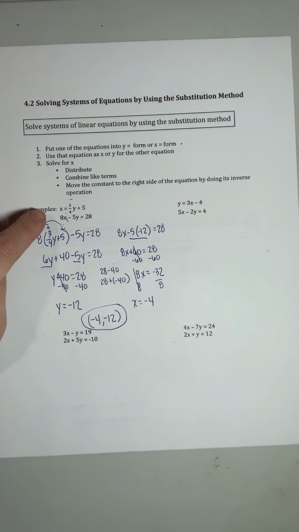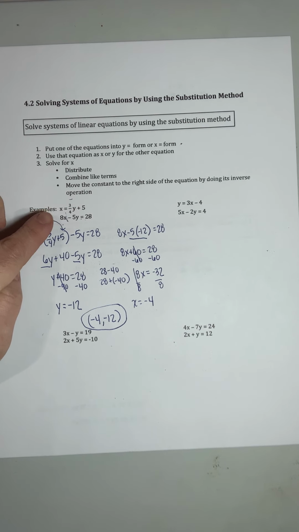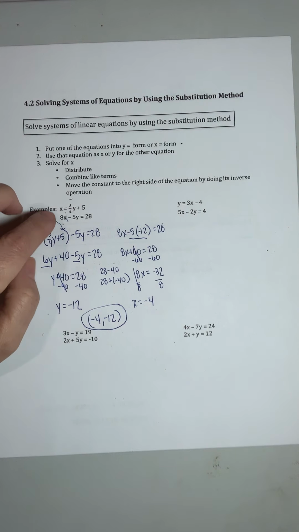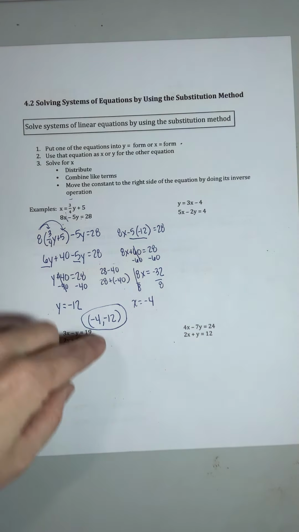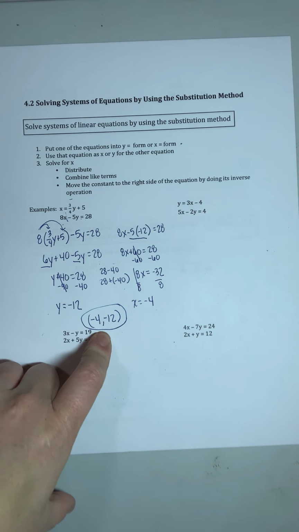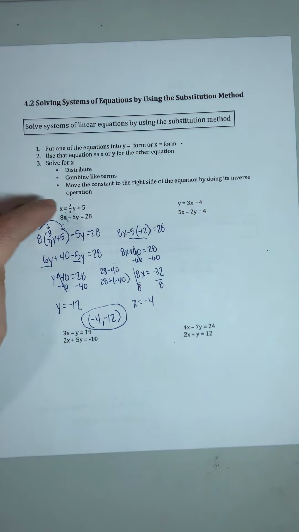So we found out the ordered pair for both of these equations. So two things. You could graph them, and wherever they meet is your ordered pair. That's another way to think of it, okay? Or what ordered pair makes both of these statements true?